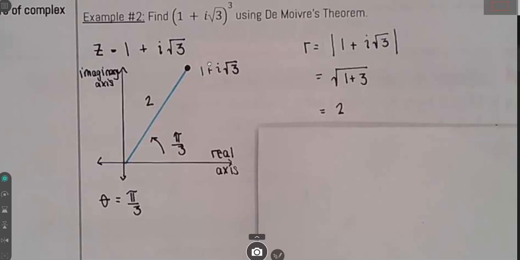Are we solving for Z? You're solving for Z cubed. Great job. You're the only team to get it right so far.